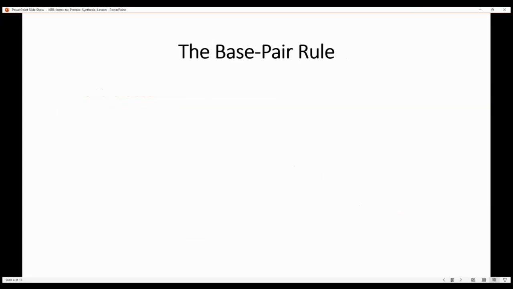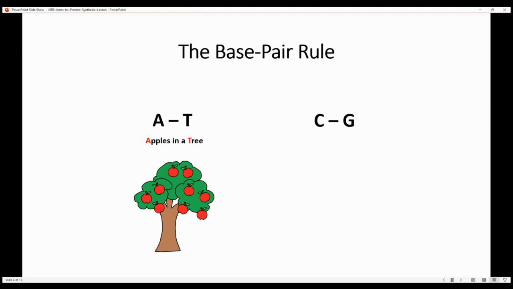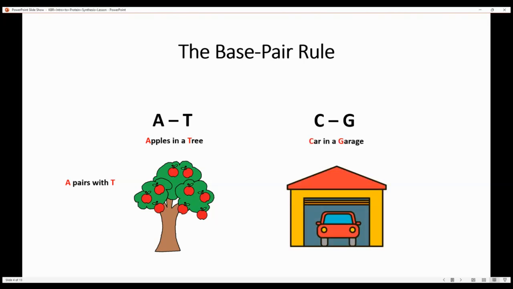Now let's learn about the base pair rule. In DNA, A always pairs with T, adenine pairs with thymine, and C pairs with G. Cytosine pairs with guanine. So an easy trick to remember is apples in a tree, A pairs with T. Car in a garage, C pairs with G.